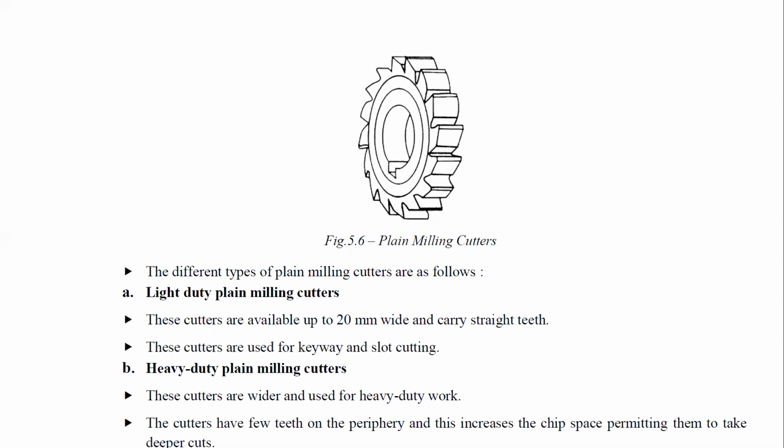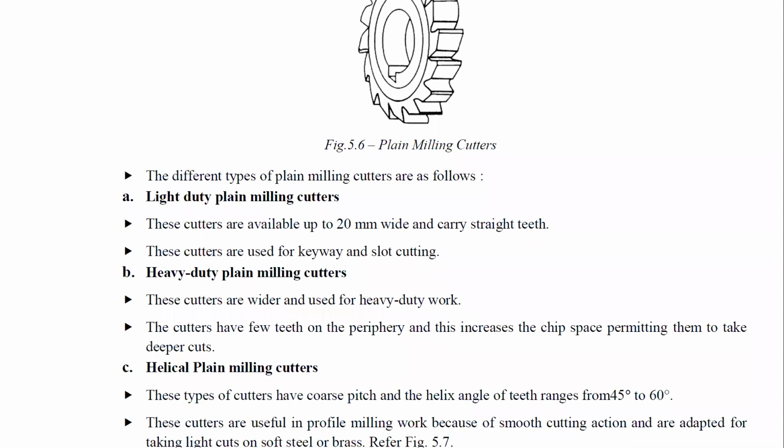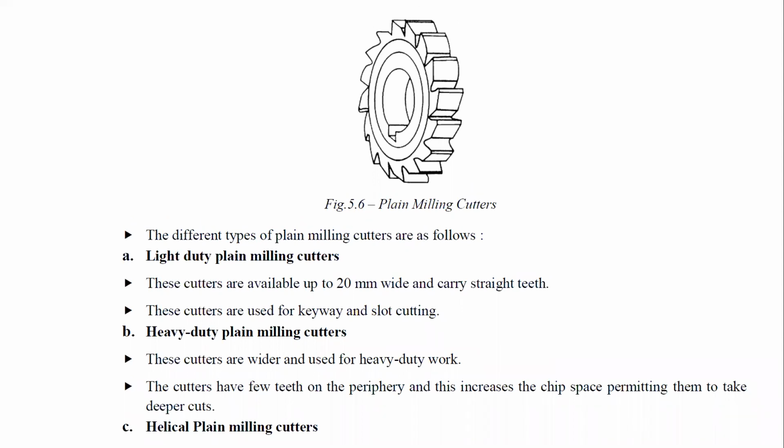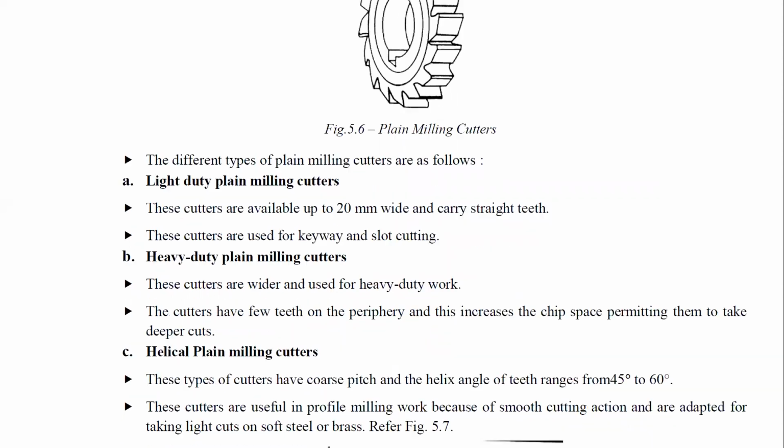The different types of plain milling cutter are, first, the light duty milling cutter. The cutter is available up to 20 mm wide and carries straight teeth. These cutters are used for keyway and slot cutting, specifically designed for cutting keyway and slot.